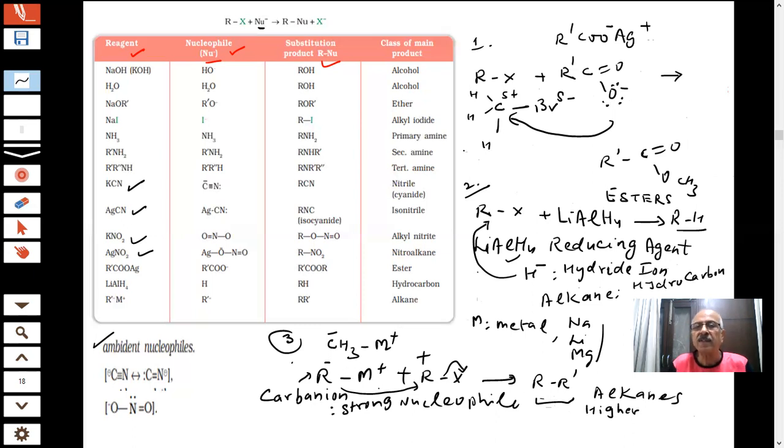I hope this is the complete set of types of nucleophilic substitution reactions which we have explained to you, as well as ambident nucleophiles. I hope everything is clear. Any doubt? Okay, then our lecture ends here. We will continue with the mechanism of nucleophilic substitution reactions in our next lectures.